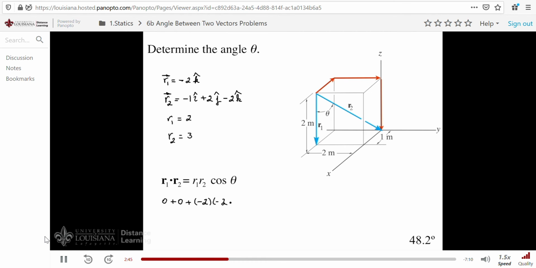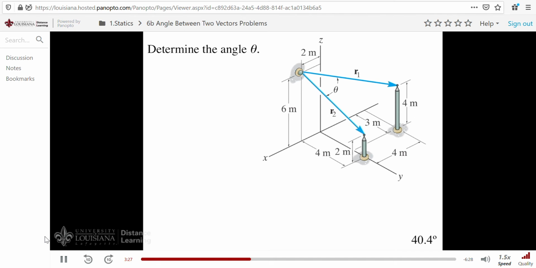And then, of course, we set all of this equal to the magnitude of r1, which is 2, the magnitude of r2, which is 3, and then we have our cosine of theta. All we need to do is solve for theta here. And doing that, theta is equal to the arc cosine of 4 divided by 6. We get the result of 48.2 degrees. Looking at the drawing, that seems about right.